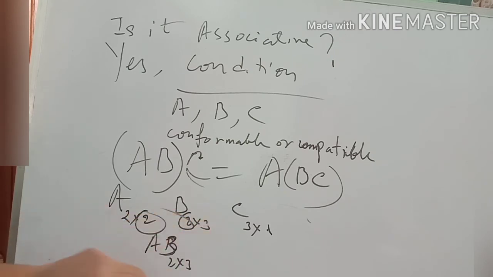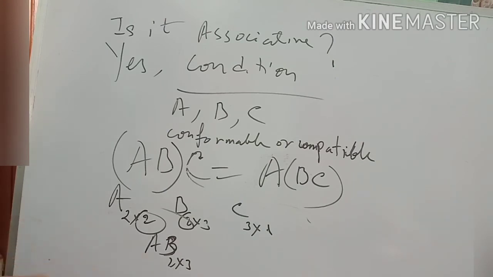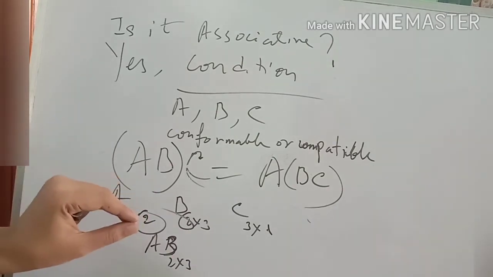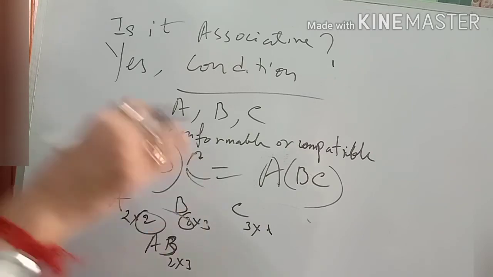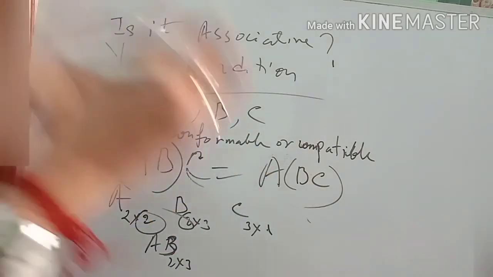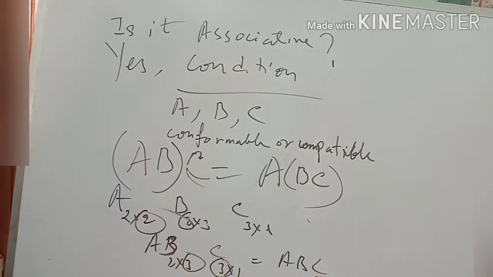We are going to get 2 rows from A and 3 columns from B. Orientation will be 2 cross 3, 2 rows and 3 columns in the answer. What will be the elements? We don't know. We are just trying to understand whether multiplication is going to happen or not, whether it is associative or not. Next comes 3 cross 1. Again, is the number of columns of AB equal to the number of rows of C? Of course, equal. So for ABC, we are going to get 2 cross 1.